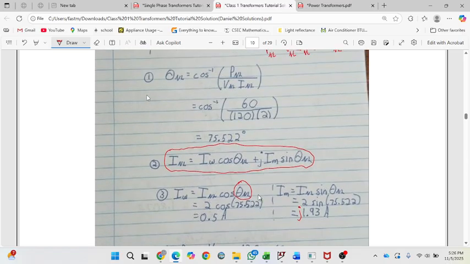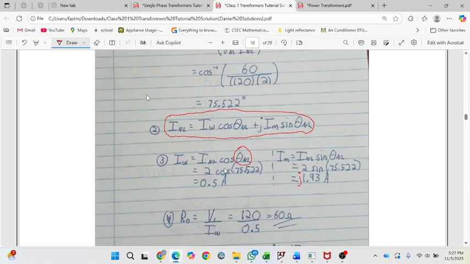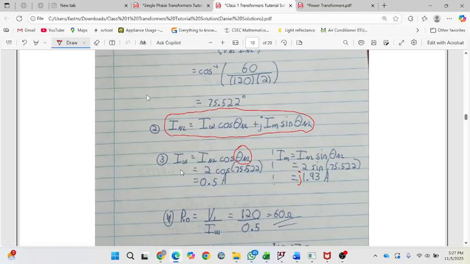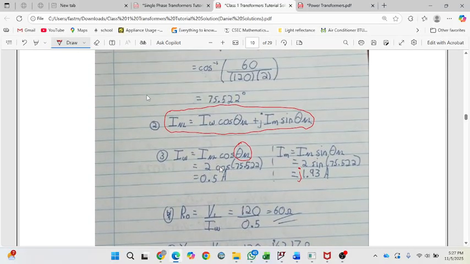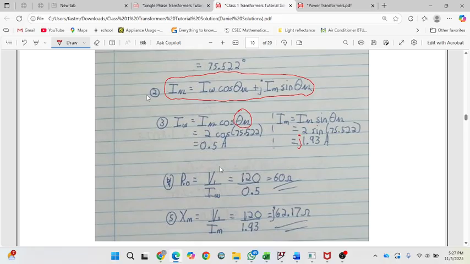So the process: calculate your angle. Once you calculate the angle, you can calculate your IW and your IM, because IW is I no load cos of the angle and IM is I no load sine of the angle. Just remember the current for IM is a reactive current, so don't forget the J. For the real part, you don't need a J because it's real current. And that is it: angle, IW, IM, RO, XM. Same process over and over. It doesn't really change.